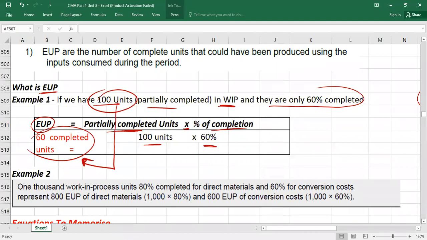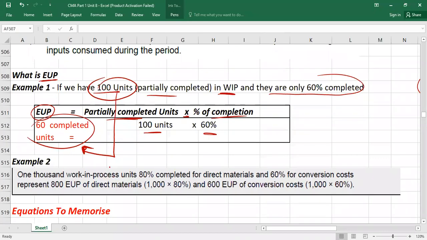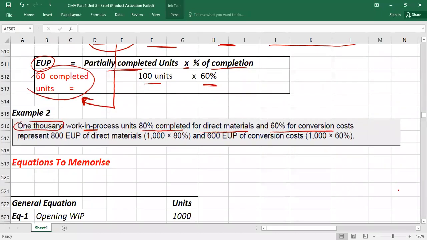Sometimes the percentage of completion might be given for material separately and for conversion cost separately. For example, here we have another example. We have 1000 units in work in process. They are 80% completed for direct material and 60% completed for conversion cost. So how will you calculate equivalent units for material and equivalent units for conversion cost?